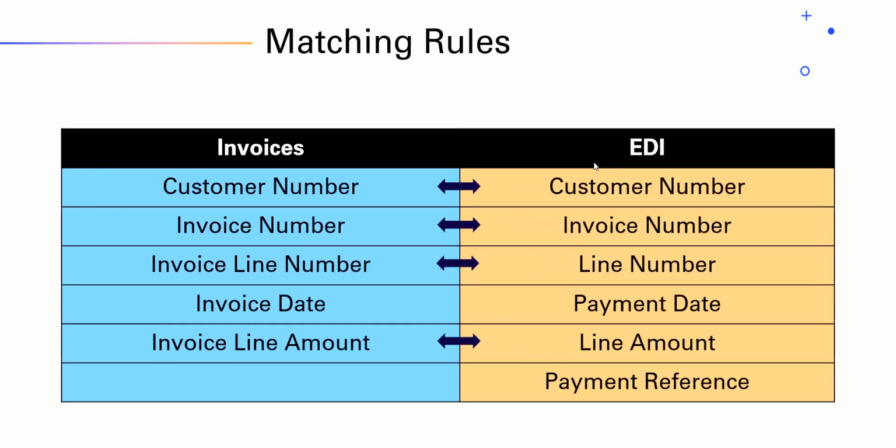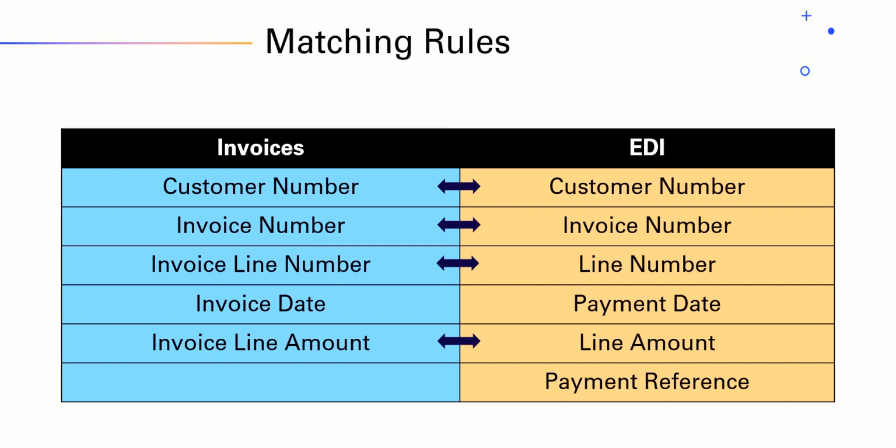All right. The matching rule is where the magic happens, right? You're trying to match data between two different data sources and you're specifying the conditions that the transaction matching engine should look for. In our case, what we have set up is: use customer number from invoices to match with customer number in EDI, invoice number in invoices to match with invoice number in EDI, line number from invoices to match with line number in EDI, and finally, invoice line amount matched with line amount in EDI. So it has to satisfy all these four conditions for it to be matched.